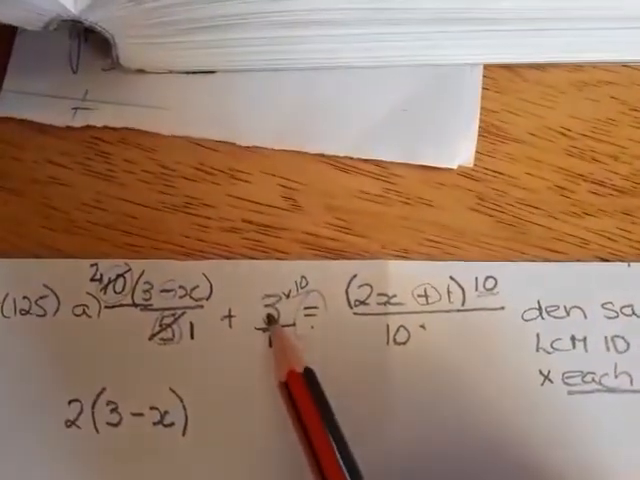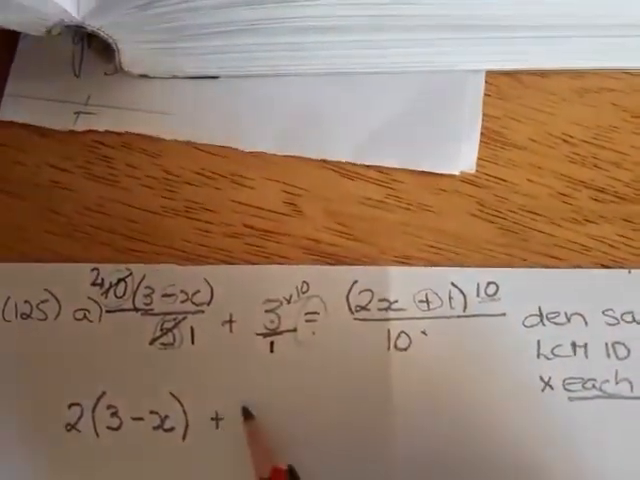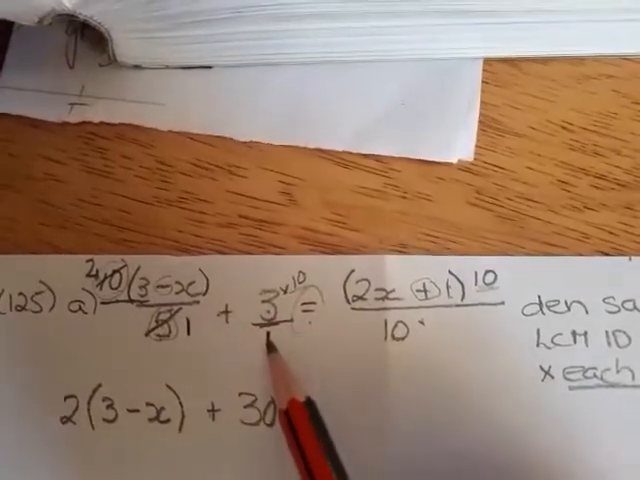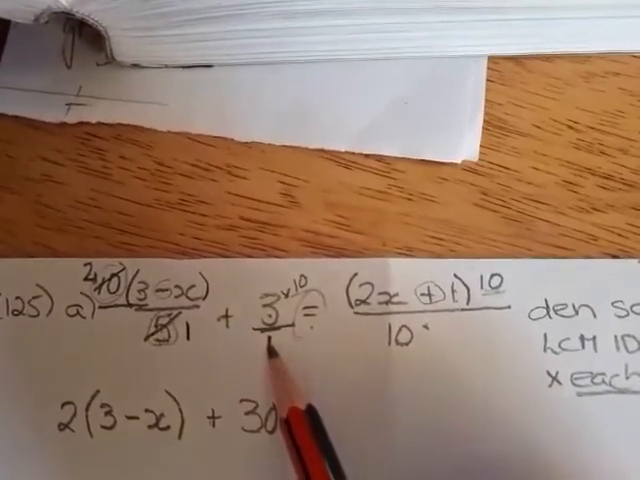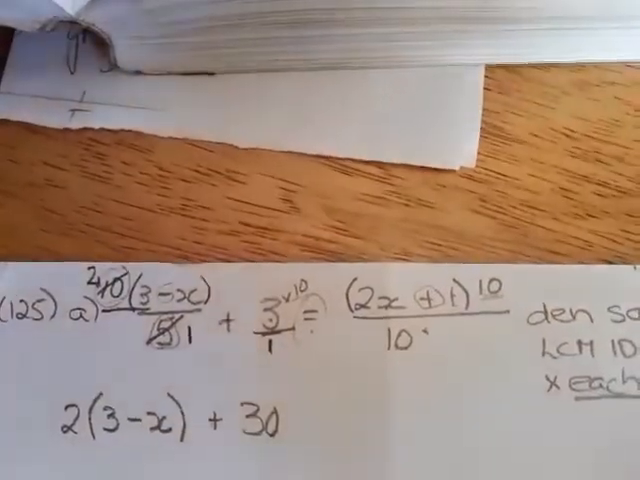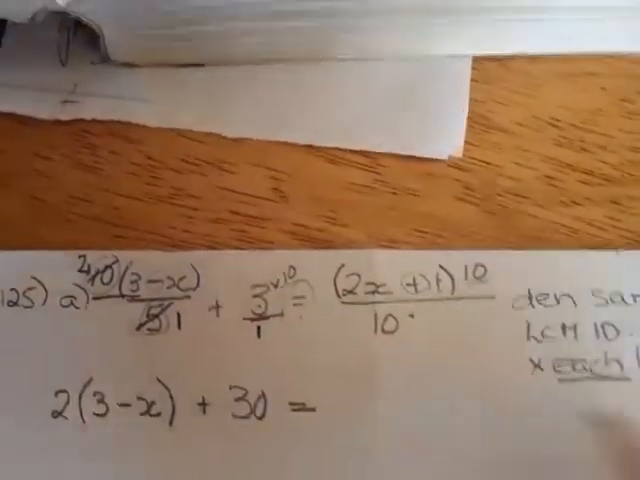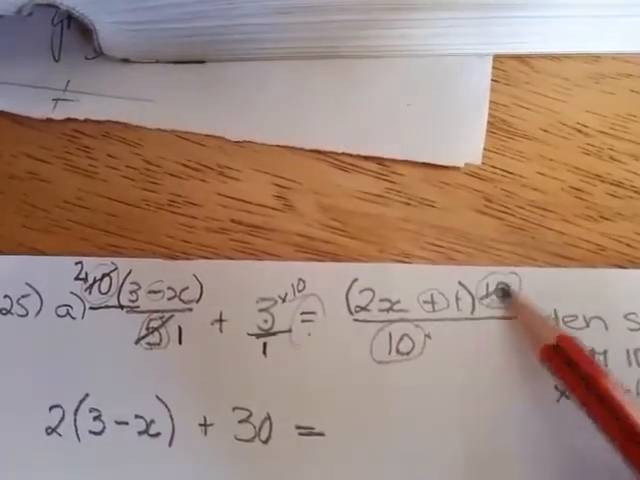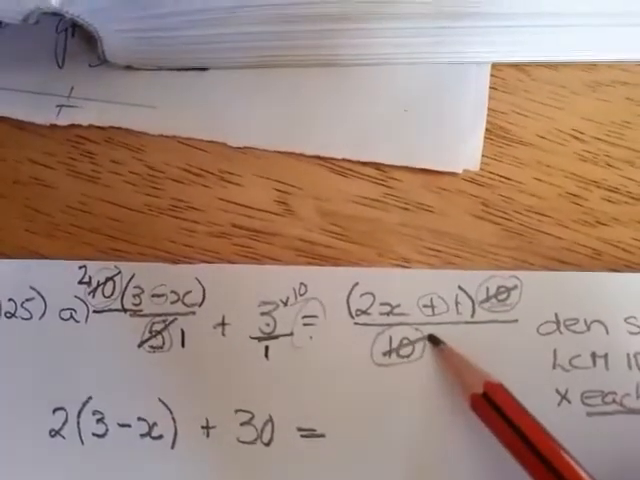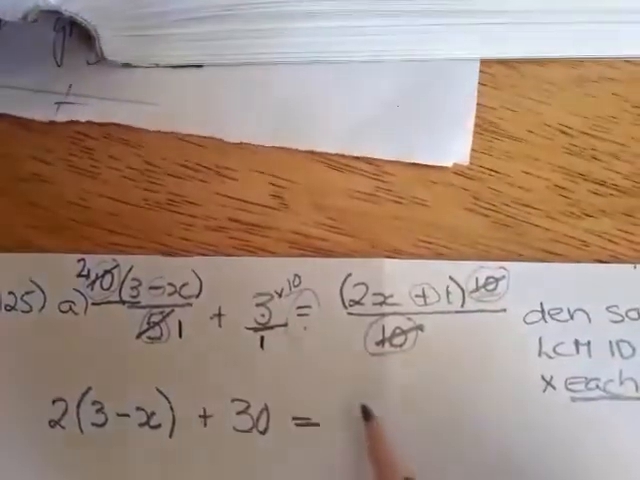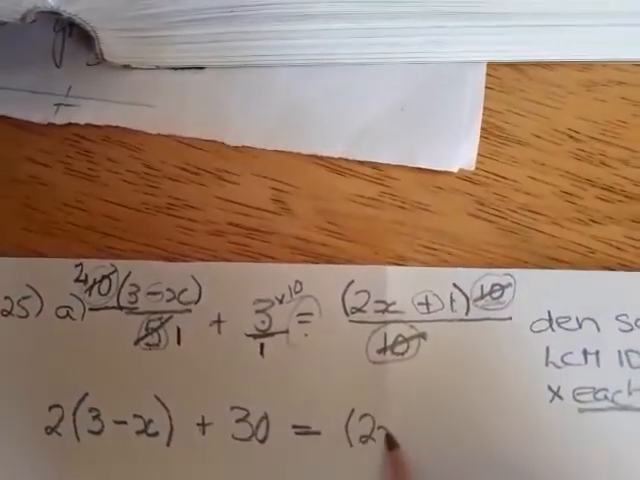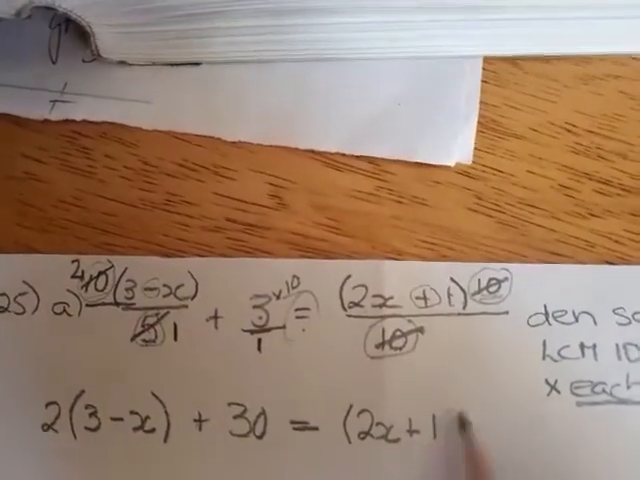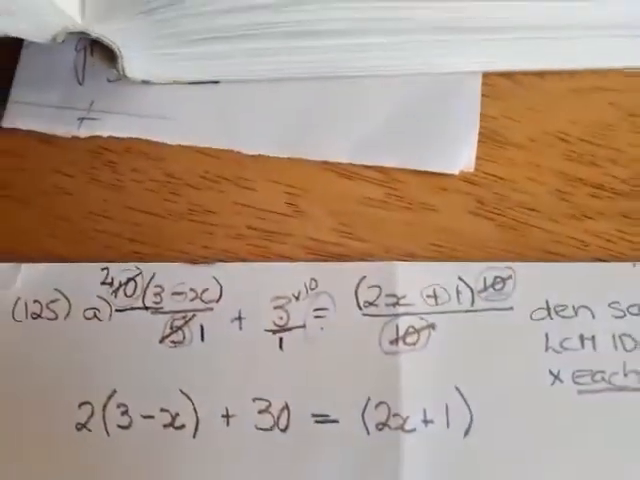So here now we've got 3 times 10, which is 30. The denominator is 1, okay? So I can get rid of it. Then on the right-hand side, here you've got 10 and you've got 10, which is 10 divided by 10, which is 1. Do you agree? Okay, so therefore on the right-hand side, we've got 2x plus 1 left over.